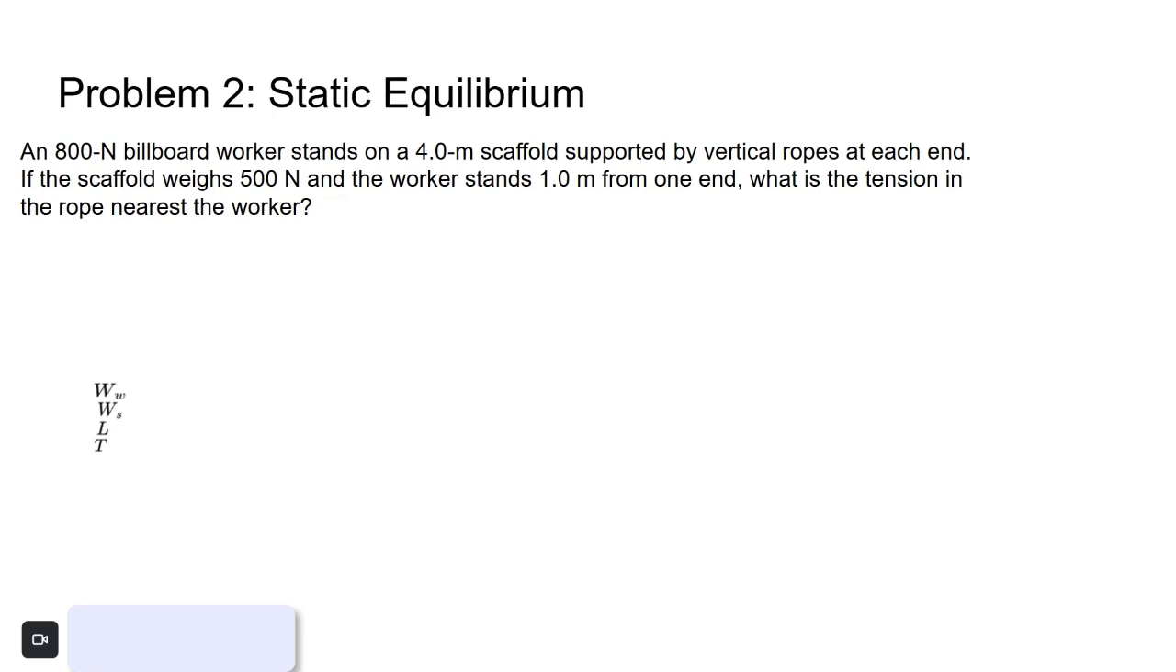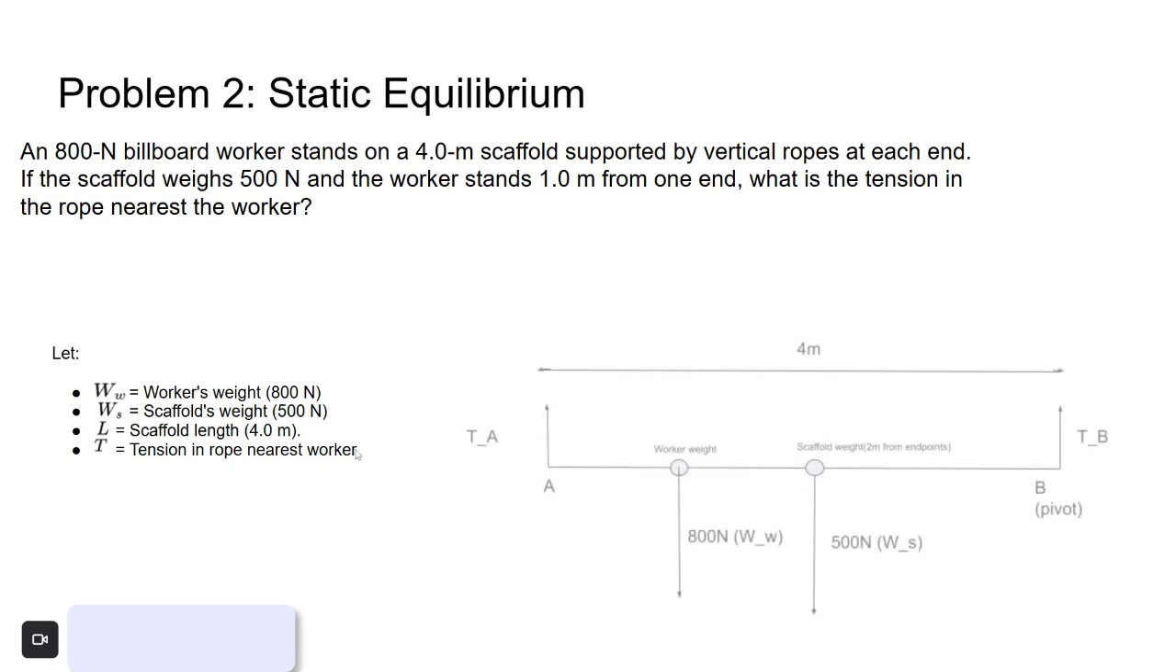First things first, let's picture our setup. You can see it on the diagram I'm about to show. But first, we define a few variables. So the weight of the worker is 800 newtons, scaffold's weight's 500, the scaffold length is 4, and the tension in the rope nearest worker is T. The diagram we have is over here. We have our 4-meter long scaffold, has its own weight, which is 500 newtons. Then we have our 800 Newton worker. We're trying to find the tension of the rope nearest the worker, which is over here.